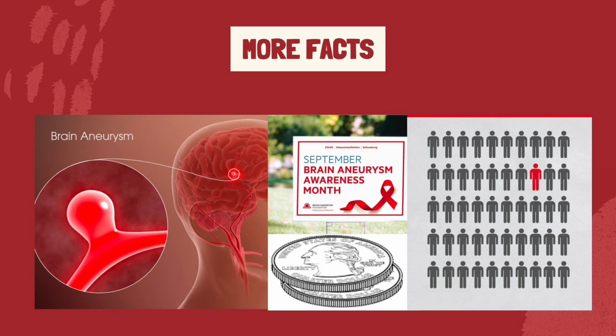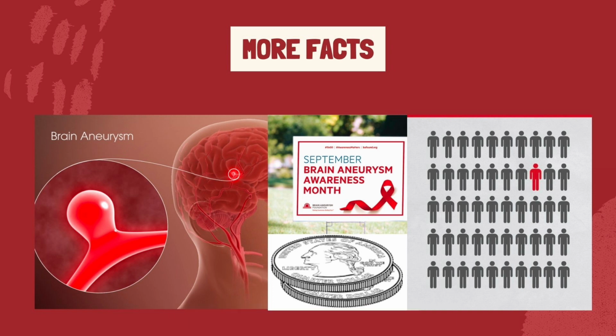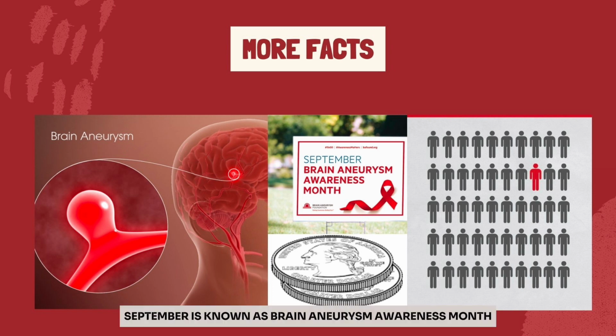Most aneurysms are around 1/8 of an inch, which is the height of 2 stacked quarters, and September is known as Brain Aneurysm Awareness Month.